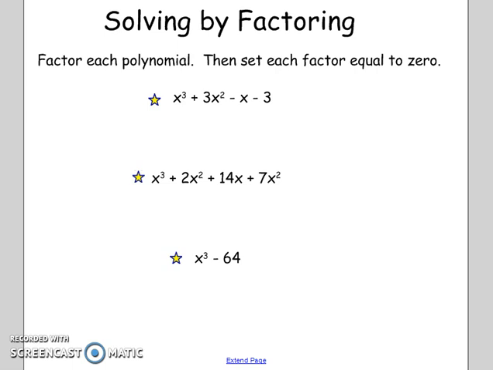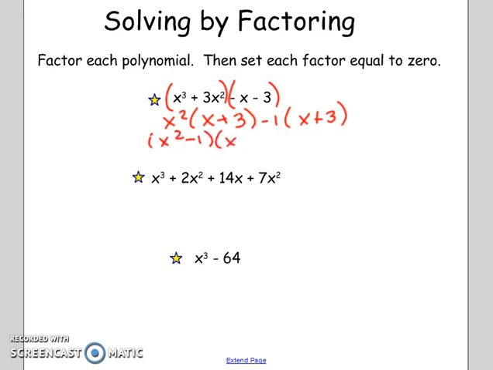We have to group it, since there's 4 terms. Take out the GCF, which is x squared, and we're left with x plus 3. Then we take out the GCF from negative x minus 3, which is negative 1, and we're left with x plus 3. Okay, so we put the outside terms together: x squared minus 1, and x plus 3 goes as 1. The x squared minus 1, we can break into x plus 1 and x minus 1, since it's a difference of squares, and then x plus 3.